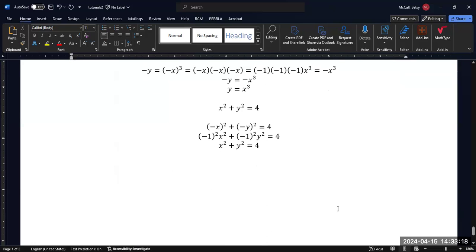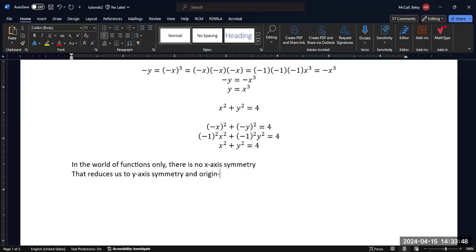So when we are dealing in the world of functions only, there is no x-axis symmetry. Because any function that had an equation with x-axis symmetry would not be a function. And so that reduces us to just y-axis symmetry and origin symmetry.